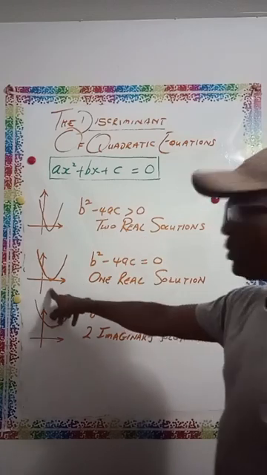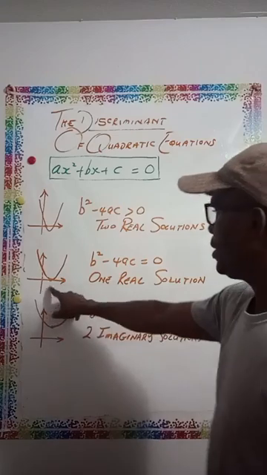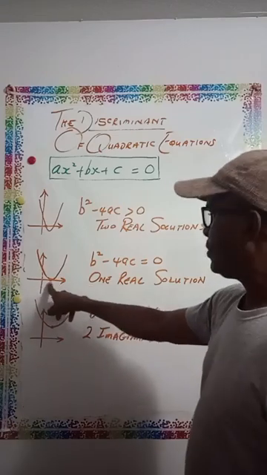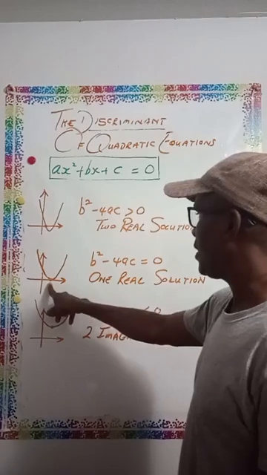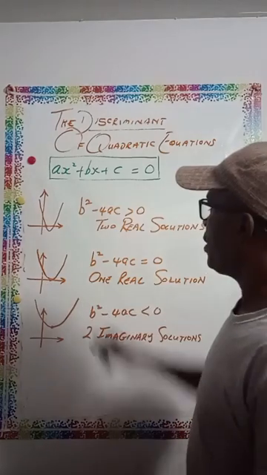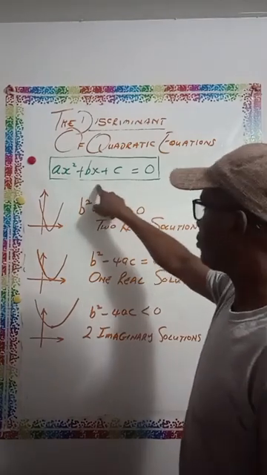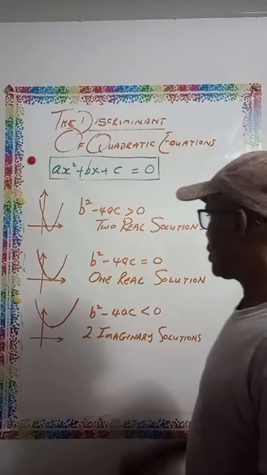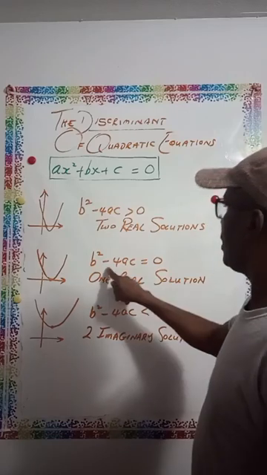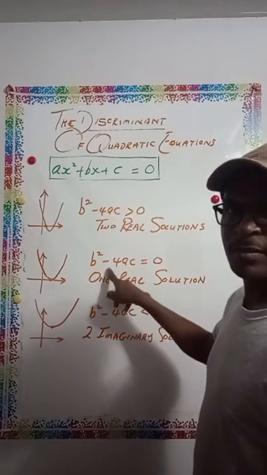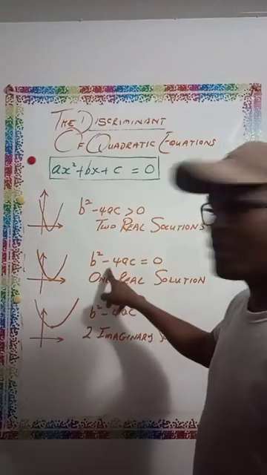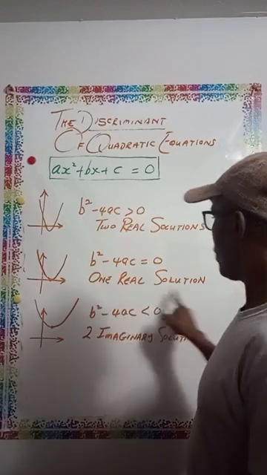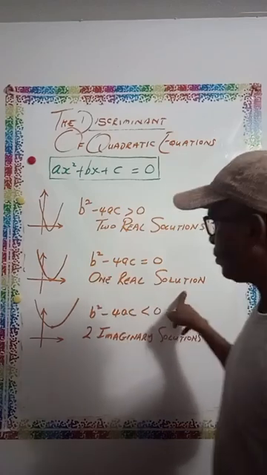This one here, if you look carefully, the graph is just touching 1 point on the x-axis. And again, when you find your a, b, and c value from the quadratic equation and plug it into this discriminant expression, it simply means that once you get a value of 0, you have one real solution.